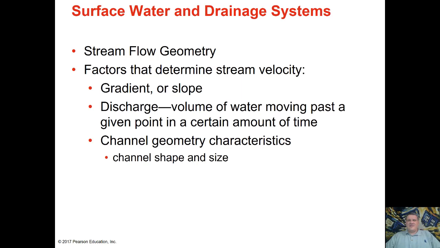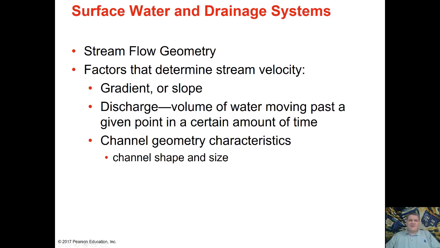Now, something that affects how fast water flows is what we call the stream flow geometry. So the stream flow geometry is the shape of the stream, and that's going to determine how well the water flows. Some things that affect the velocity of the stream: we have the gradient or the slope. If you have a shallower slope, then it's going to generally go more slowly. If you have a steep slope, it'll tend to go faster. Something else that affects it is the discharge. The discharge is the volume of water moving past a given point in an amount of time. In other words, how much water is actually passing through.